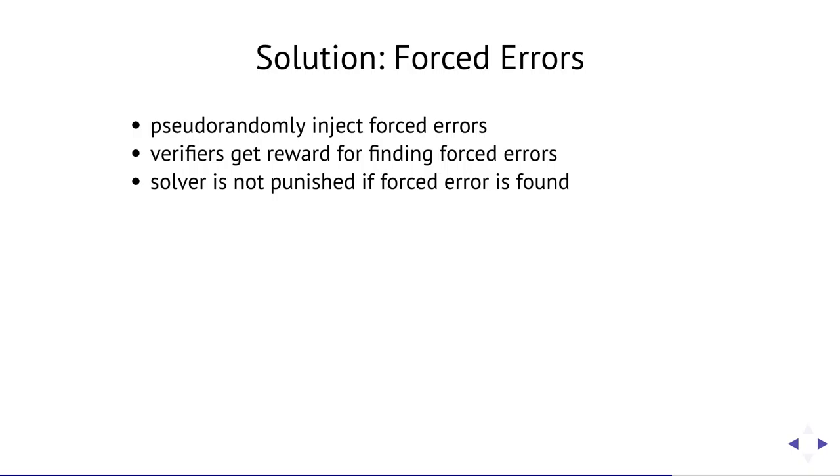In which way? I don't know. So who injects the error? Is it the proposer himself? The solver. So there's a solver, yeah. There's the proposer who gives the task, then the solver who solves the task and puts the solution on the blockchain. Does the solver know that he has to include an error?